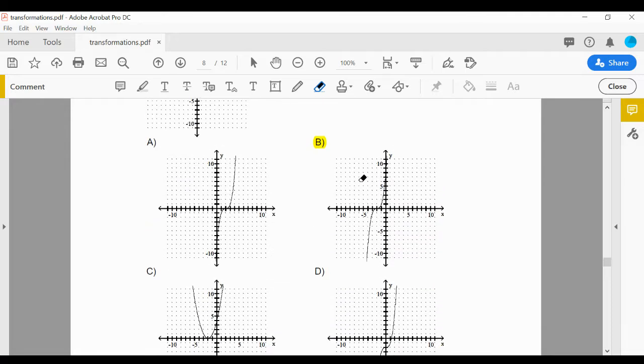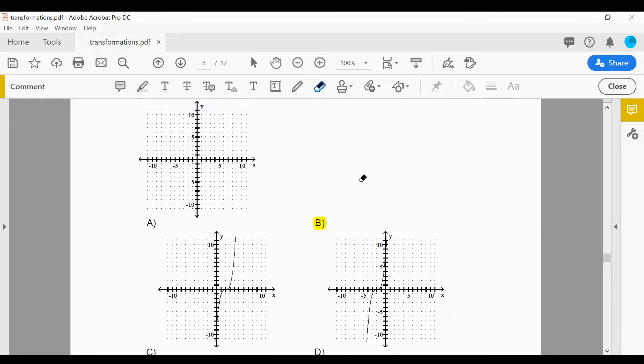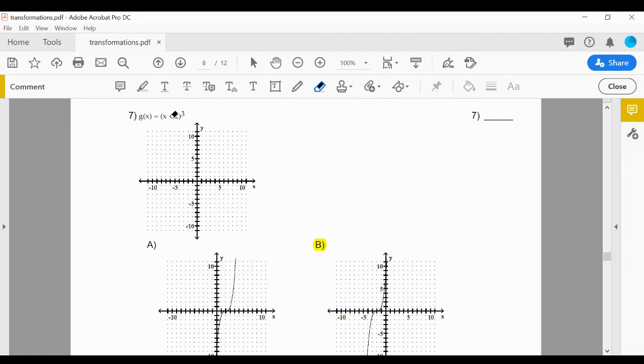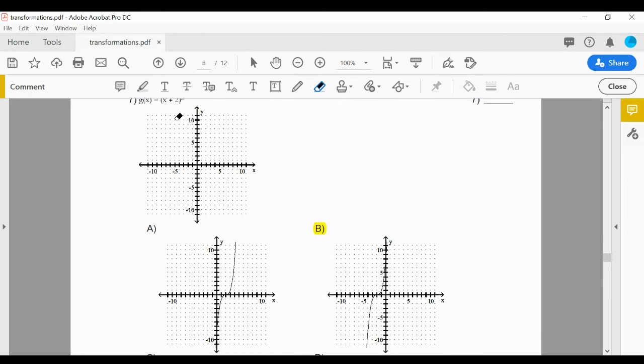If you ever have a situation where you have two that look very much the same, what I would do is pop a number in for X. Put a value like 1 or 2 or 3, and then look at the two that you're considering. For instance, if I put a 1 in there, 1 plus 2 is 3. 3 cubed is 27. So when X is 1, your value should be 27. You see here, if X is 1, my value is way off the chart here, 27.